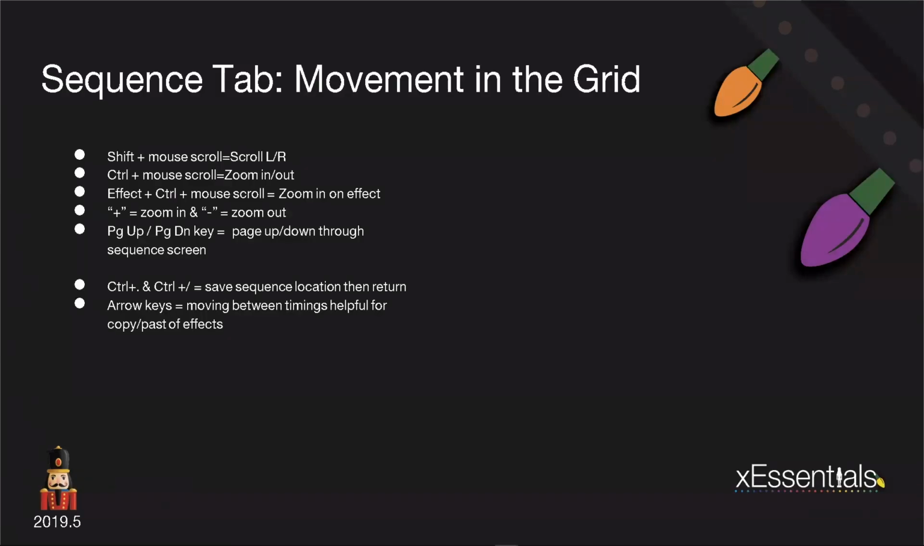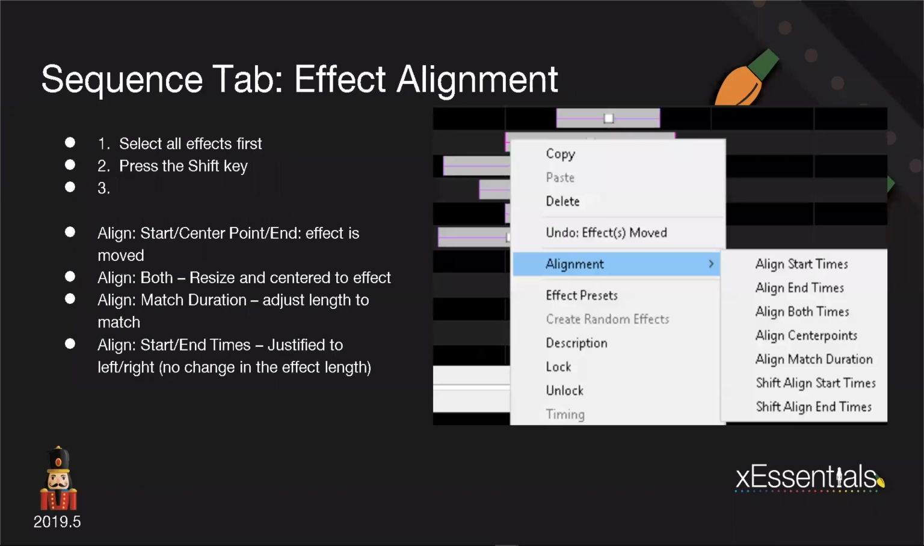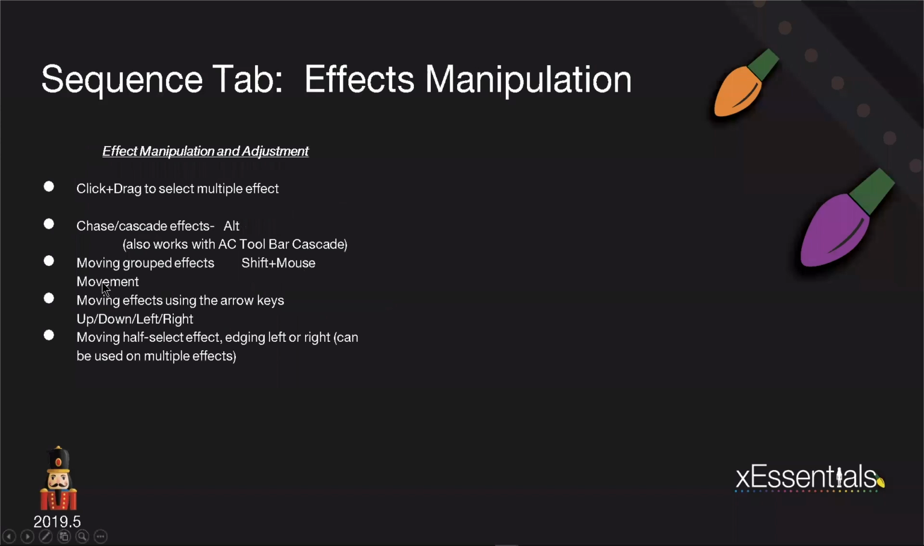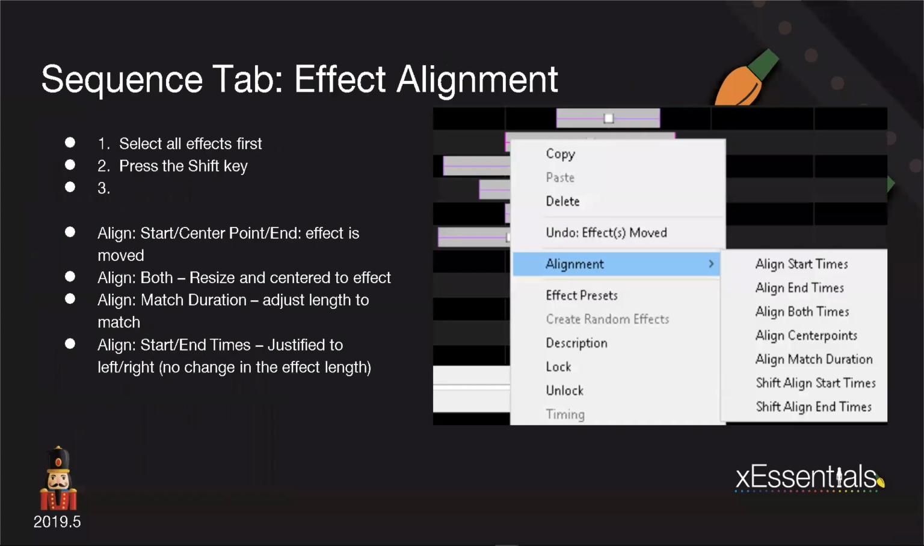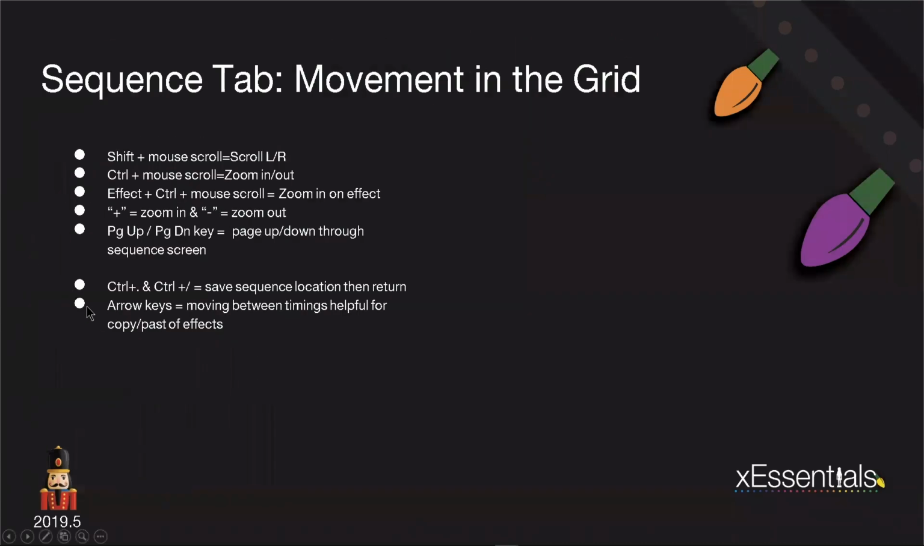Another one, and I'm proud to say that I learned this one today thanks to Keith, and one that I'm actually going to start using here in the near future, is Control plus the period, and Control plus slash. These two functions, this saves your sequence location and then allows you to quickly return to where you were.